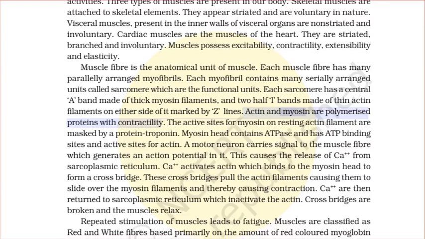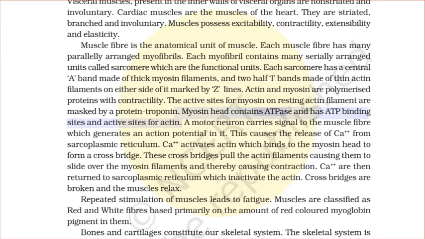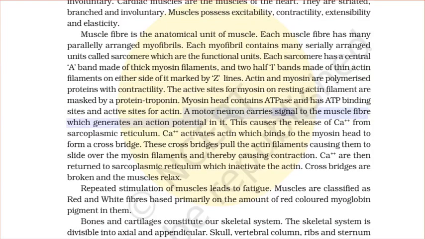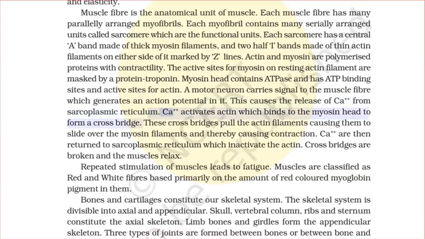Actin and myosin are polymerized proteins with contractility. The active sites for myosin on resting actin filament are masked by a protein troponin. Myosin head contains ATPase and has ATP binding sites and active sites for actin. A motor neuron carries signal to the muscle fiber which generates an action potential in it. This causes the release of Ca++ ions from sarcoplasmic reticulum. Ca++ ion activates actin which binds to the myosin head to form a cross bridge.